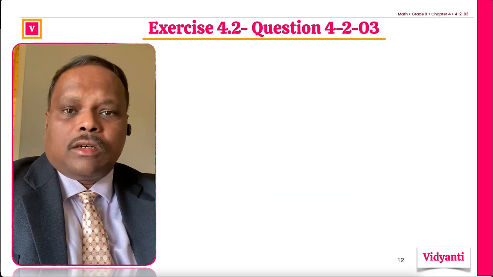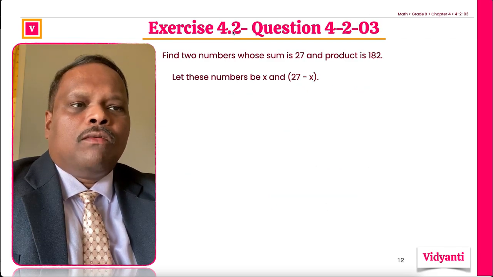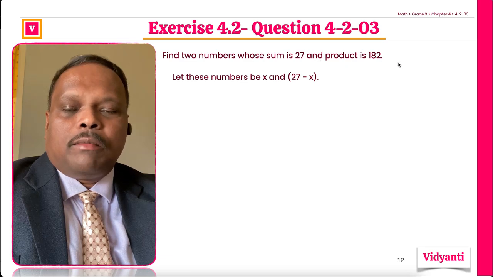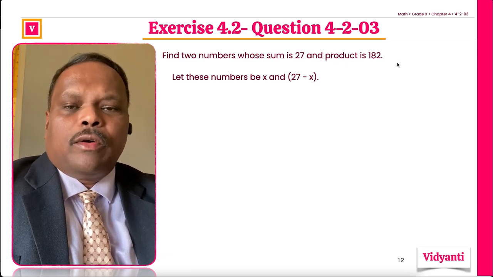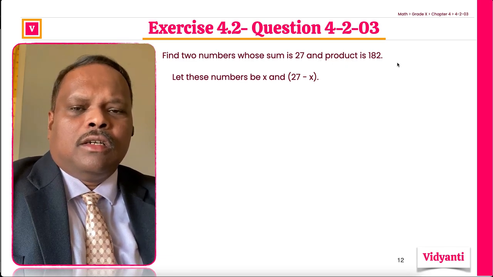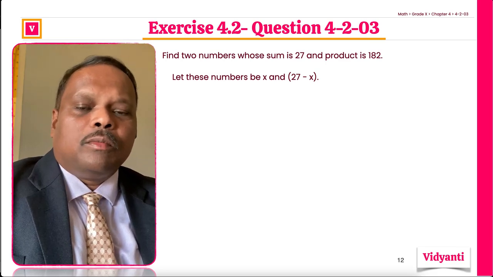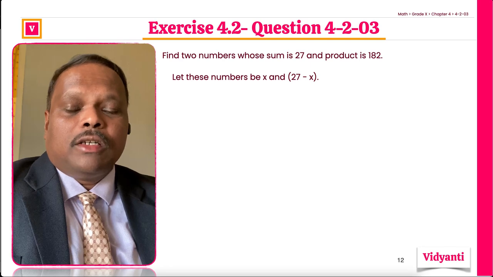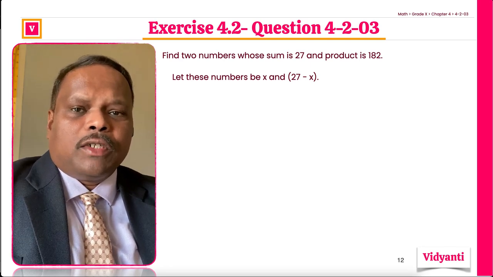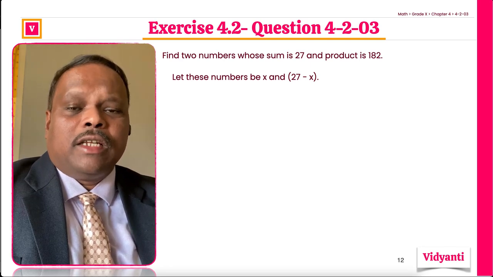Now let's see a quick question. Find two numbers whose sum is 27 and product is 182. They will give you a question where you are supposed to assume something x, and then you get the second number, then you are supposed to multiply. Most likely it will be multiplication because then only you will get a quadratic equation. They will not give you addition and subtraction, that is unable to create an x square term.